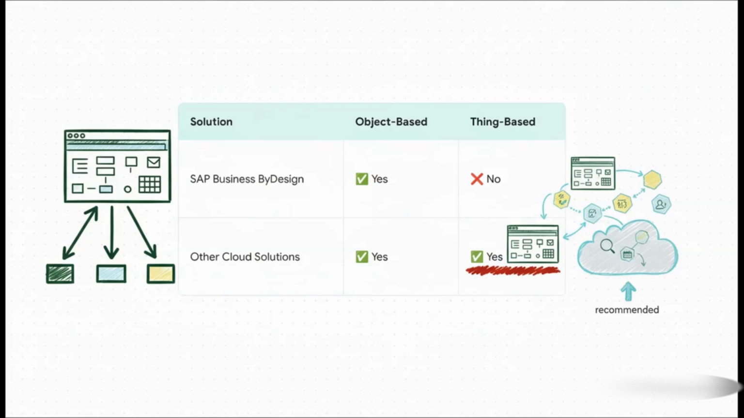If you are developing for SAP Business ByDesign, you have to use object-based navigation. That's it. It's your only option. But if you're building for SAP Cloud for Customer or another cloud solution, you have the flexibility to choose either one, although as we've seen, thing-based is definitely the more modern and recommended path.